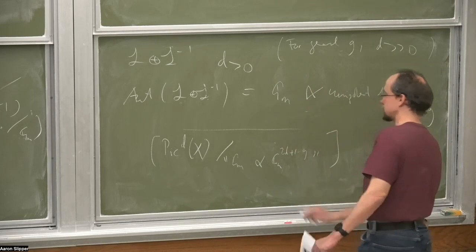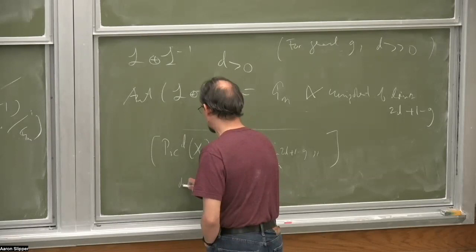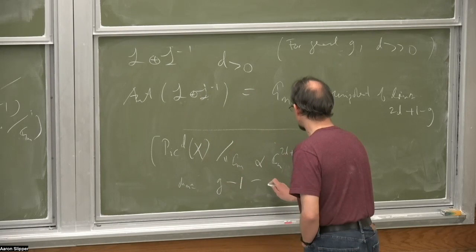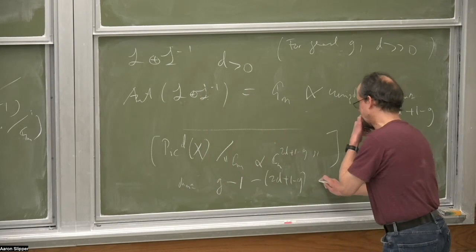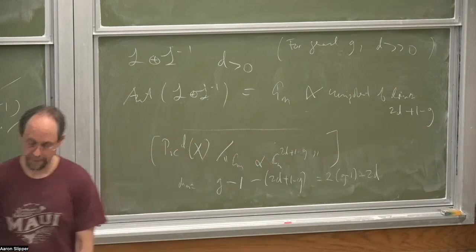And so, for example, this has dimension, well, we have g for the Picard in a given degree, and then we have to subtract one, and then we have to subtract the 1 minus g. So we get 2g minus 1 minus 2. So very negative dimension.